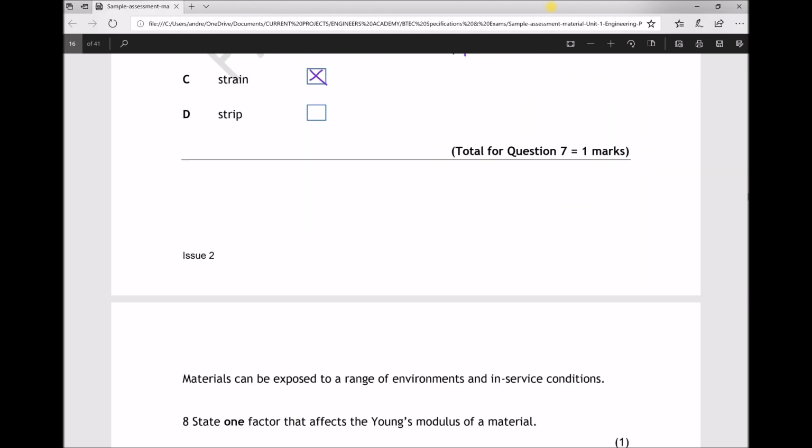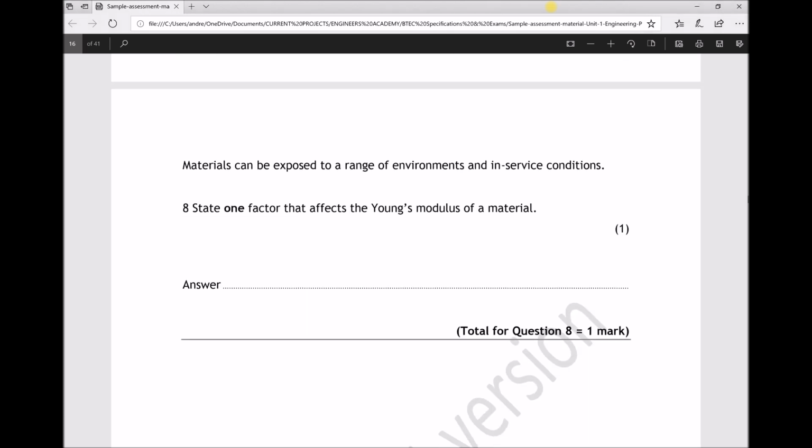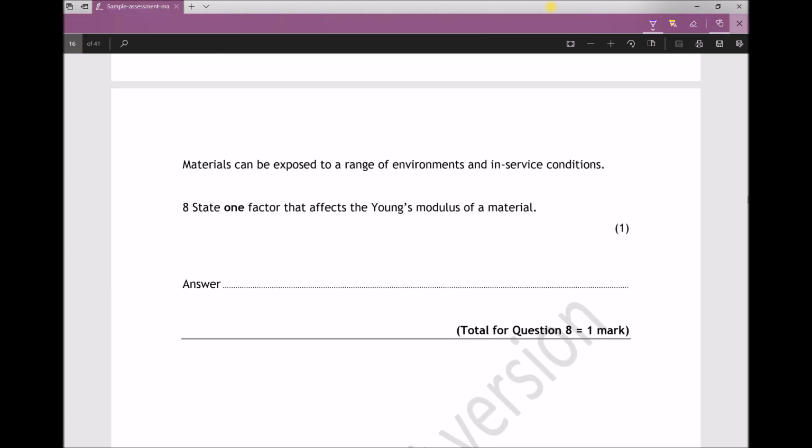Now let's move on and look at question 8, which is also a short answer question. The question states, materials can be exposed to a range of environments and in-service conditions, and it asks us to state one factor that affects the Young's modulus of a material. The Young's modulus is a property of a given material. For example, the Young's modulus of steel will be different from that of brass. What the Young's modulus connects is stress over strain. But what the question is asking is, what affects the material property?